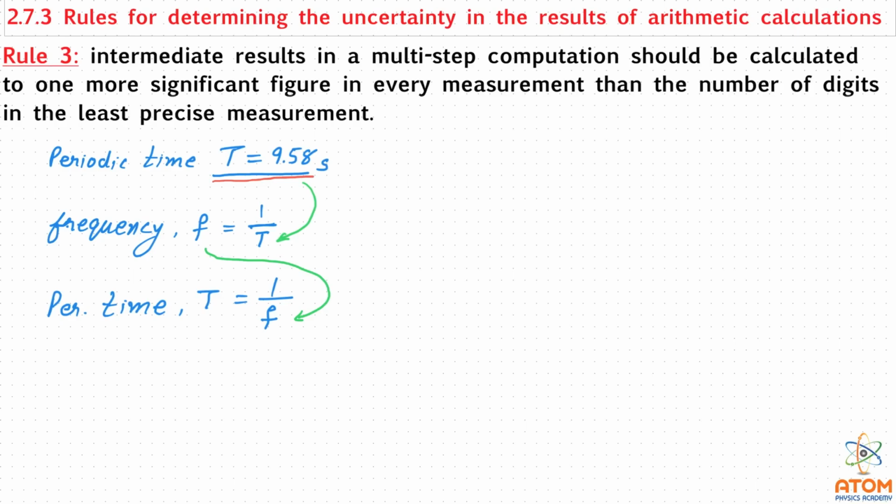Let us do it. First I'll find out the frequency f. f is 1 upon T, so it will be 1 upon 9.58. This will give us an answer like 0.104384 and so on.